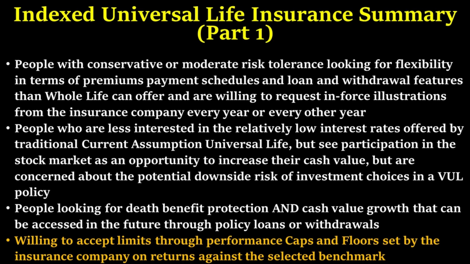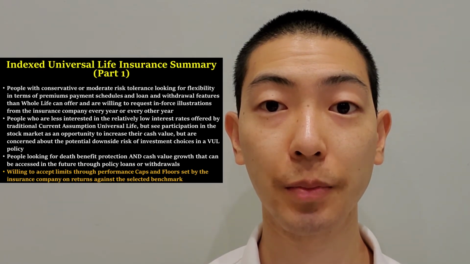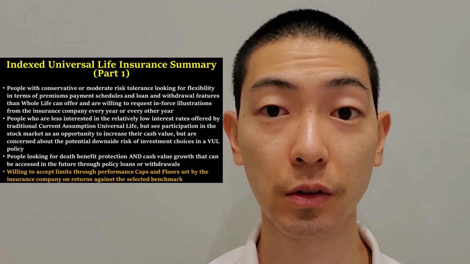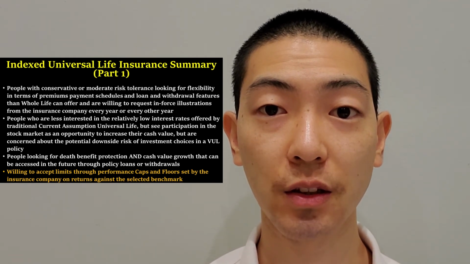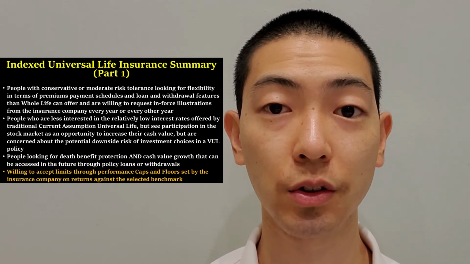So who should and should not consider indexed universal life insurance? It might be suitable for people with conservative or moderate risk tolerance looking for flexibility in terms of premium payment schedules and loan and withdrawal features than whole life can offer. People who are less interested in the relatively low interest rates offered by traditional current assumption universal life, but see participation in the stock market as an opportunity to increase their cash value, but are concerned about the potential downside risk of investment choices in a variable universal life policy.